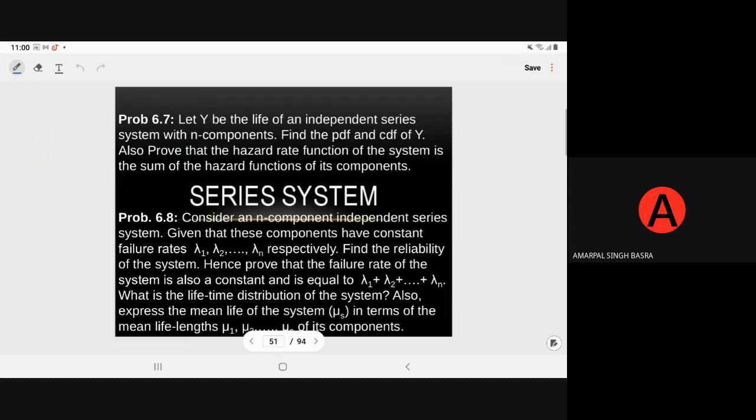In the last class, I was discussing problem 6.7, the series system, and problem 6.8. I have given you an idea about the series system. The series system has n components arranged in series. What is the significance of this series? If any component fails, then the complete system will fail.